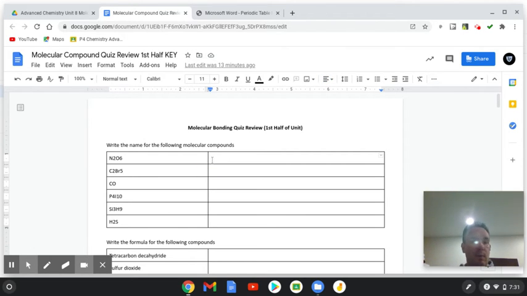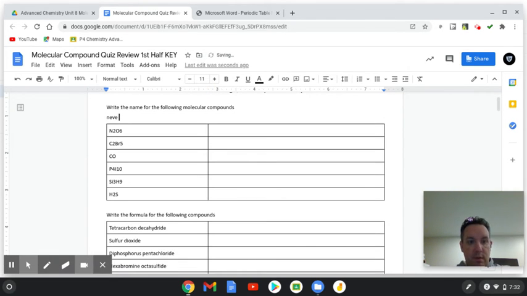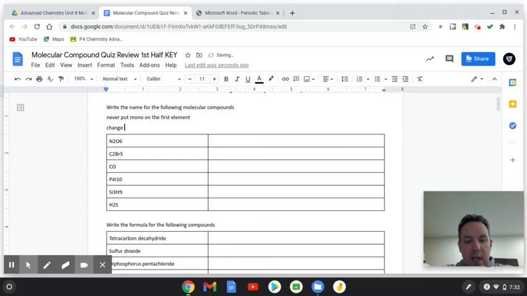One thing you'll be asked to do on Thursday is to name molecular compounds. Couple things I want you to remember. We never put mono on the first element of the compound. We will always change the ending of the second element to IDE. So that's really the only two things you have to remember. It'll probably be in a Google form that you'll be doing this on Thursday.